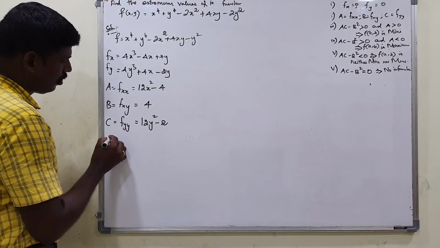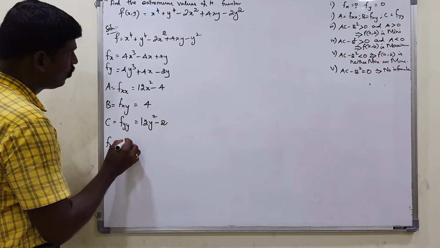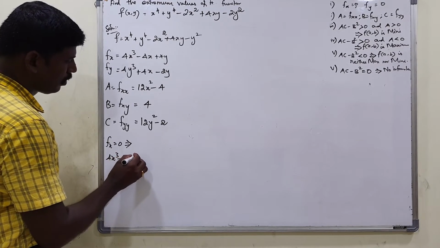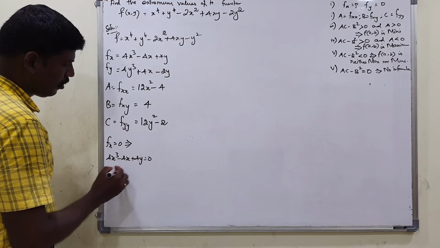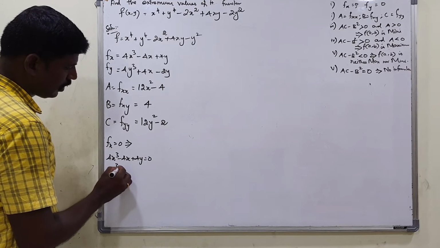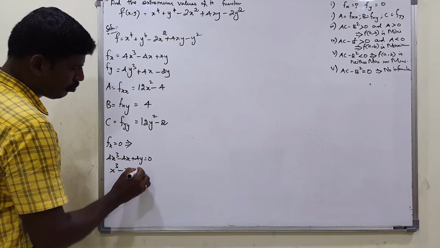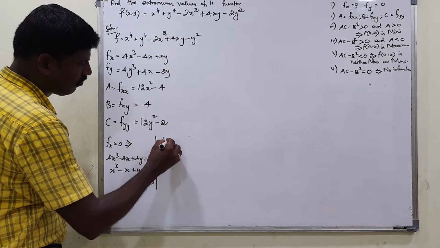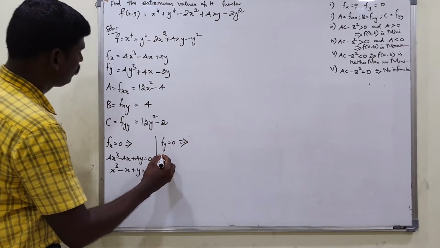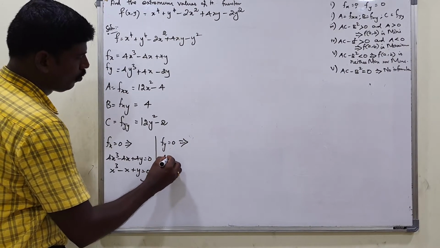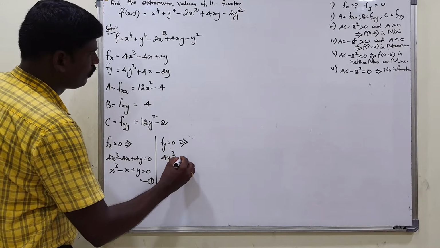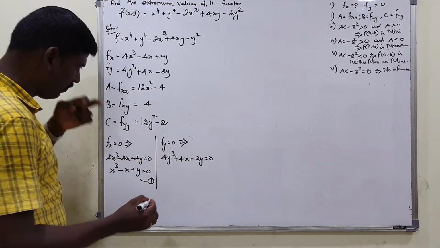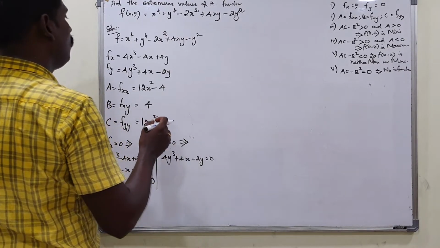Next one, we go for equating fx equal to 0. This implies 4x cube minus 4x plus 4y equal to 0. Divided by 4, we can get x cube minus x plus y equal to 0, called equation number 1. Same like that, fy equal to 0 implies what you will get? 4y cube plus 4x minus 2y equal to 0, isn't it? Divided by 2, where I am mistaken.